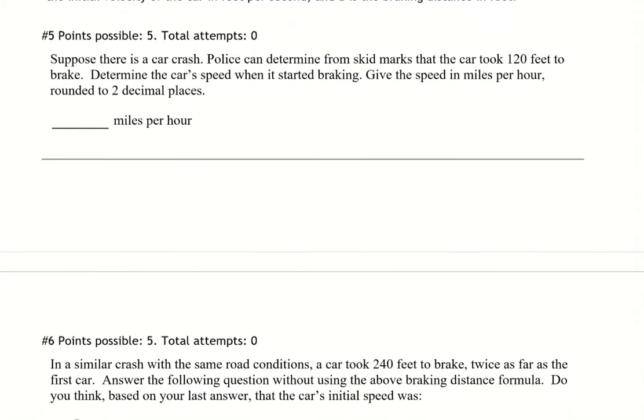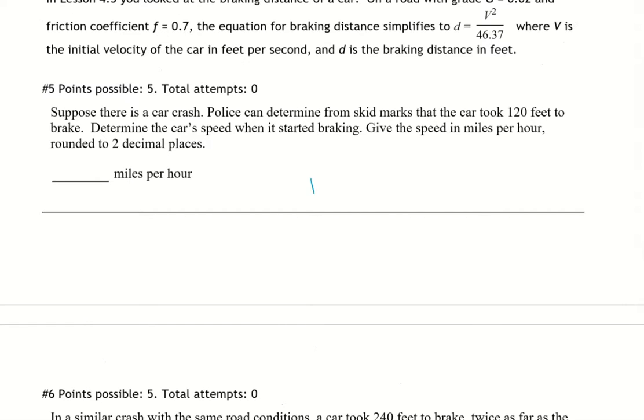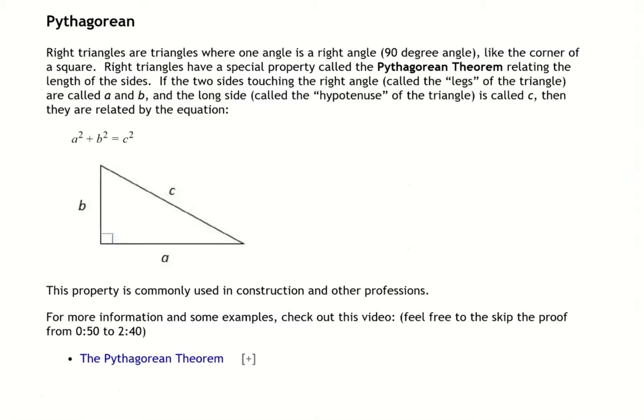Number 5, we're looking at braking again. So we have that formula, and we have 120 feet to brake, so that's d, equals v squared over 46.37. We're going to multiply both sides by 46.37, then take the square root to get the v by itself, and that will be my answer.